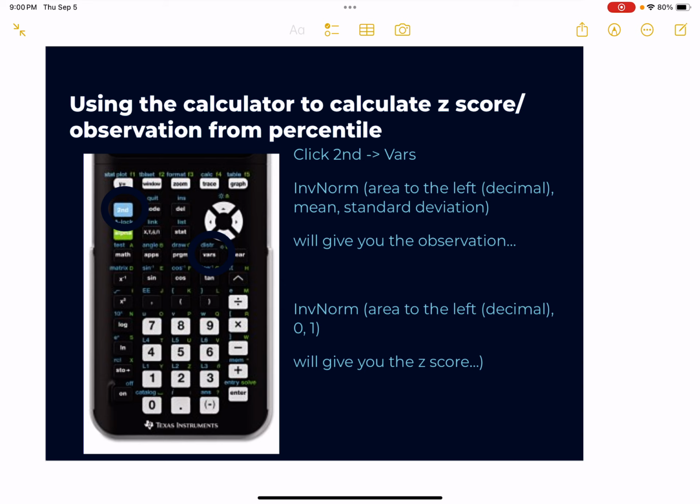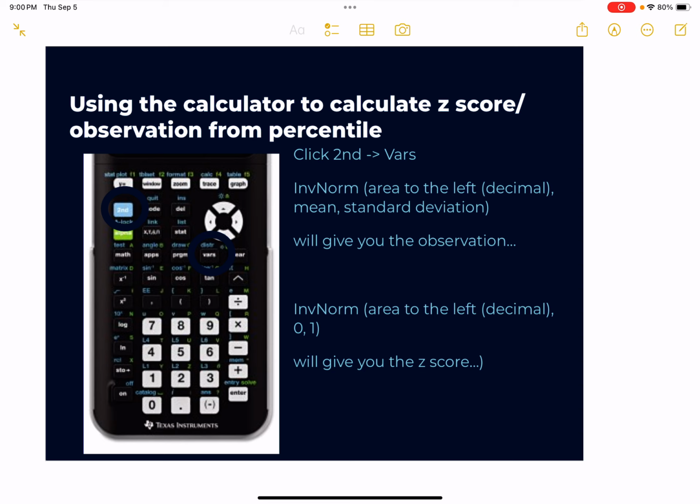Area is your percentile that you are converting. But remember, for area, we put in a decimal, not a percentile. So if it's the 33rd percentile, that is 0.33. If it is the 5th percentile, that is 0.05. And that's what you'll put in for your area.